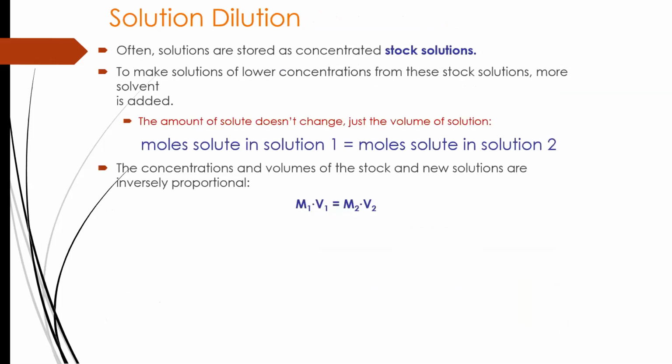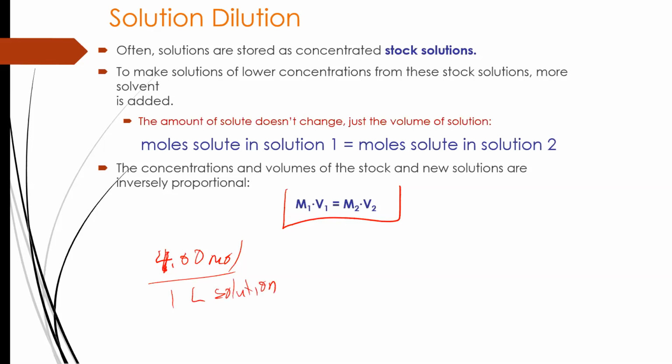Now, when we start to make stock solutions, meaning we have one solution and we're converting it to another, we start to see equations that look like this: M1V1 equals M2V2. This is a fine equation when we're talking about dilutions. It helps us say that if we start with one solution, it has a molarity of, let's say, 4.00 moles in 1 liter of solution.